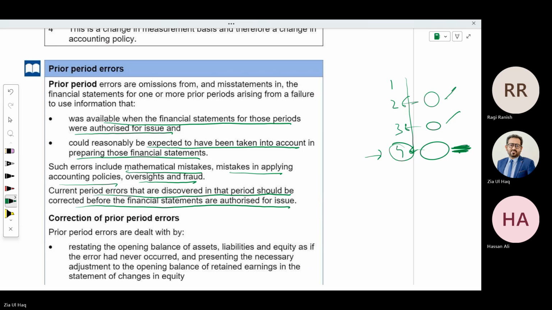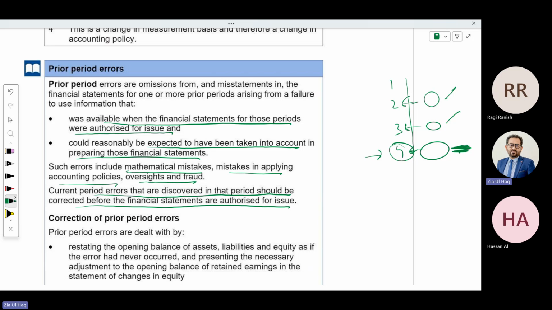Like we have an example, if the error was in year 2, we ignore year 3, we only show the corrected balance of year 2. We will check what was the effect of that error in year 2, and what was the effect of that error in year 3. Could be different effects, could be different amounts. And then for those effects, we need to adjust the retained earnings for both years. We need to provide a disclosure in the current year financial statements.